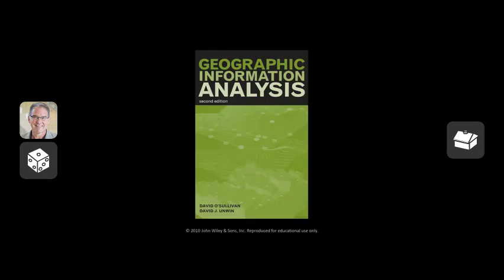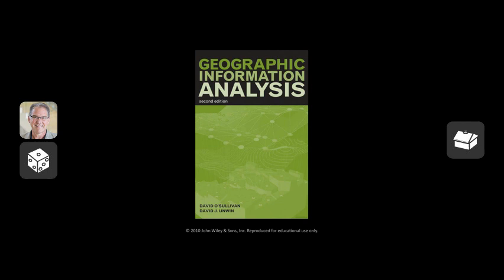O'Sullivan and Unwin discuss the problem of spatial representation, contrasting the object view of the world as a collection of point, line, and area features with the so-called field view of a world whose properties vary continuously in space. And they take pains to consider the pitfalls of spatial data analysis, including spatial autocorrelation, the modifiable areal unit problem, and scale and edge effects.